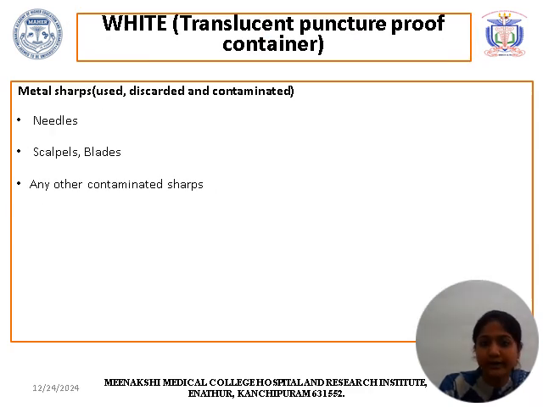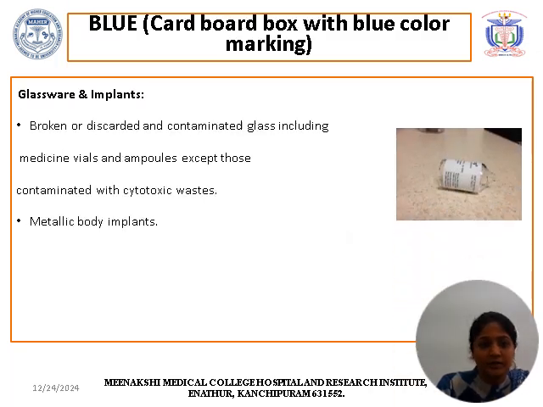So let's move on to the white color bins. White color bins are basically puncture proof containers. Okay, the previous two colors which we have seen, yellow and red, are actually plastic bags, whereas white color is a puncture proof container. So all these are metal shafts, so basically the risk of prick is more in this waste. That's why it is contaminated, and it is discarded in a puncture-proof container. Okay, so needles, scalpels, blades, and any contaminated shards have to be discarded in white color bins. Am I clear? So now let's move on to blue color bins.